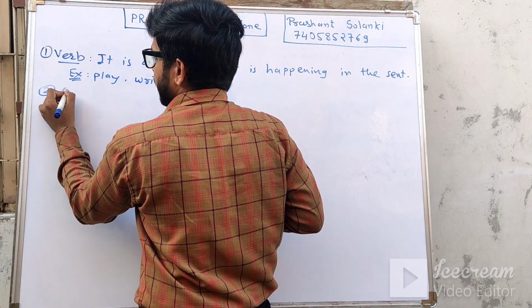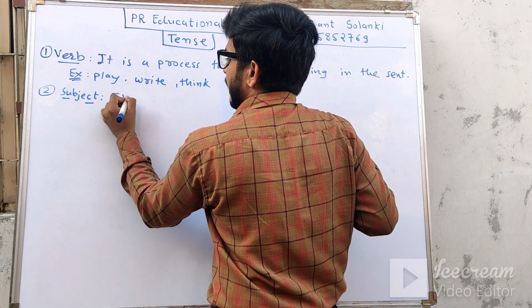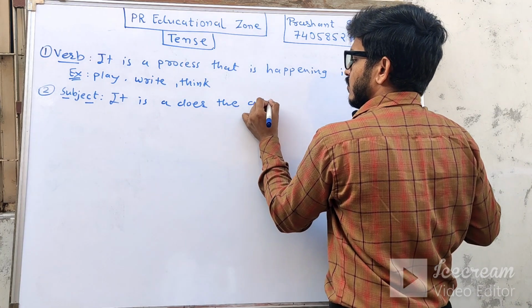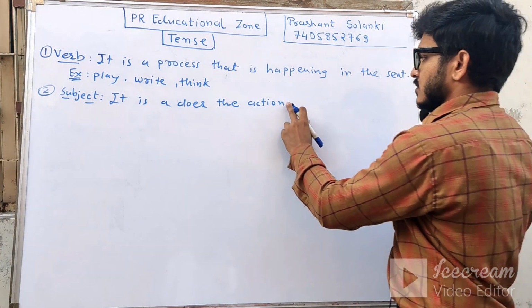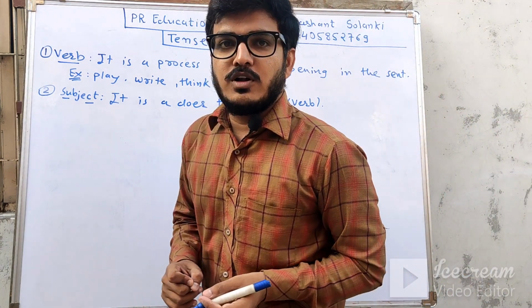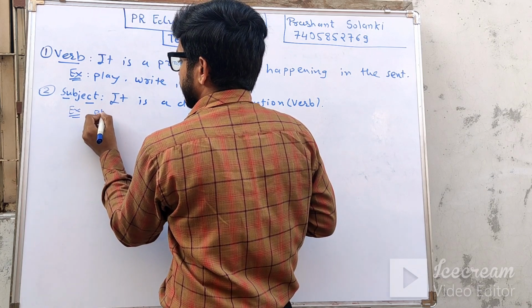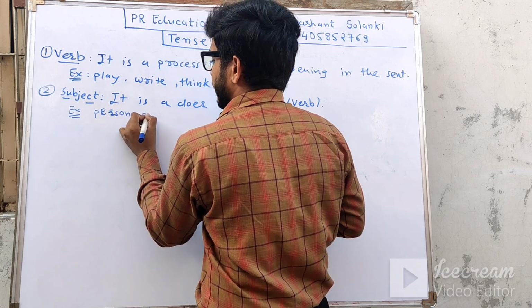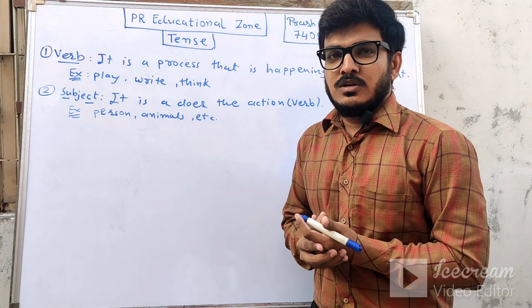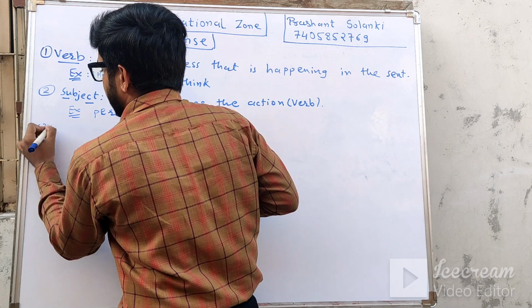The second one is the subject. We can define it as the doer of the action, or the verb. So the doer of the verb, the action or the process, is called the subject. It can be anything: person, animals, etc. Sometimes it is a thing or a place also. At that time they are not doing anything, but they are taken as a subject.